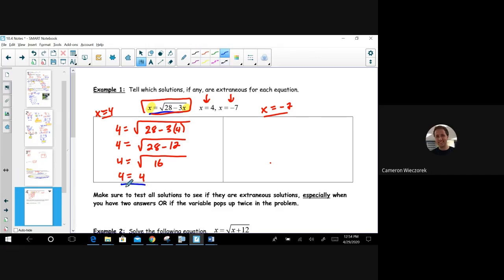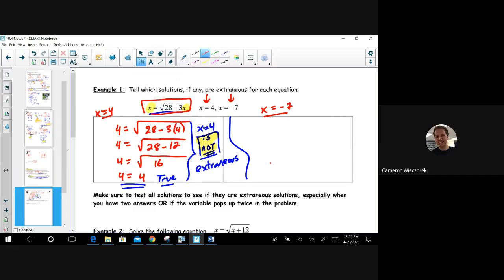So this is the most important part. You look at the statement. Does 4 equal 4? True or false? That is true, which means that is an answer we want. So x equals 4 is not an extraneous solution. Extraneous means it's garbage and we throw it out. So x equals 4 is not extraneous. That would be an answer that we would circle in this problem.